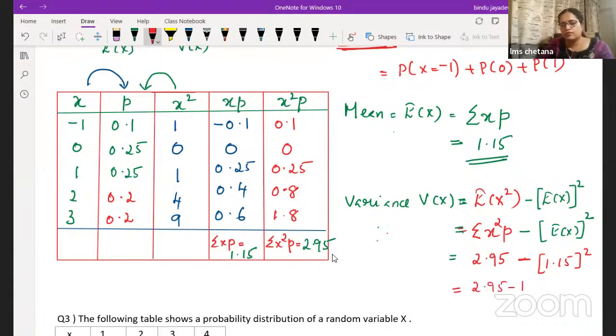2.95 minus 1.3225. Subtract, and that is your answer. $1.63. Okay. $6275 will come. That is 63. Correct. Finish.